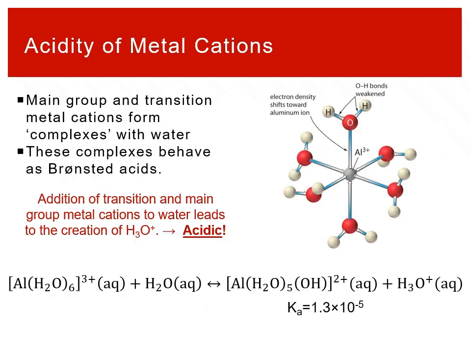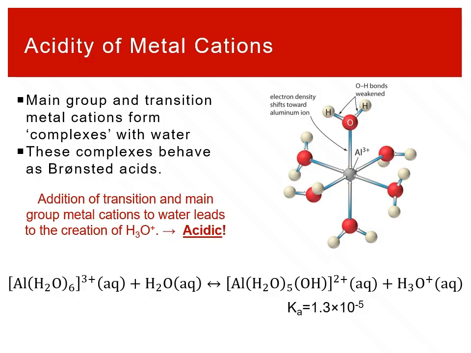The final complication is when we are dealing with any metal cation that is from the main group or transition metal. What happens is these cations, when they get into water, start to interact with the water and form what are called complexes. And those end up being acidic. One thing to remember is that for metal cations, group 1A and group 2A cations are neutral. All other metal cations are acidic in solution.